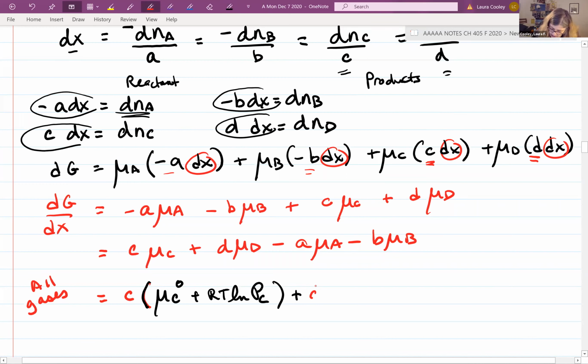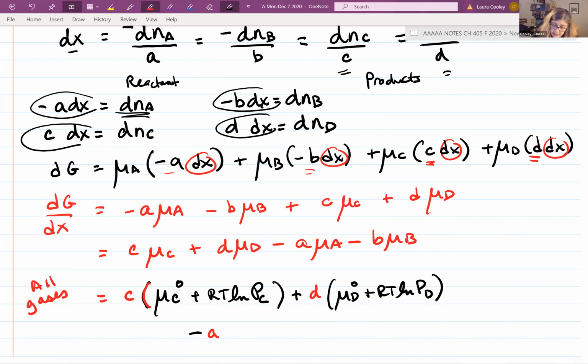Then I have D, and the same thing again: mu D0 plus RT log PD. And now I'm going to the reactants, so I'll be subtracting these.